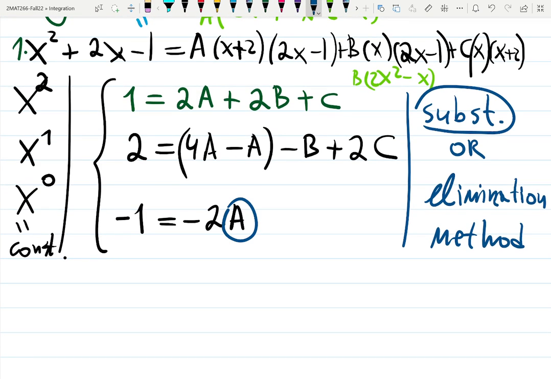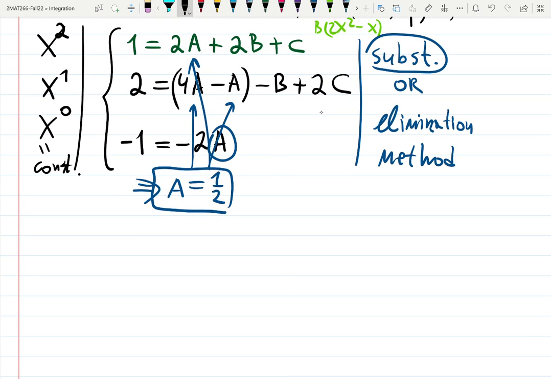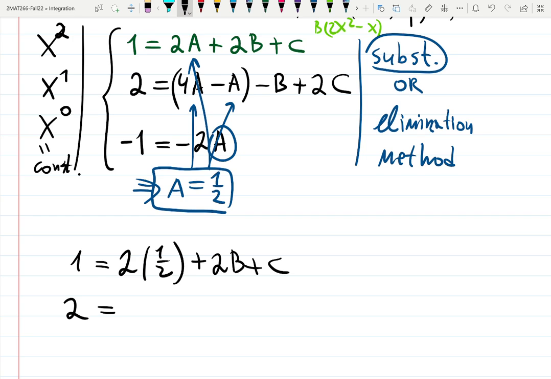You solve for a and you plug it in everywhere else. Let's solve for a. a is what? 1/2, which is exactly what we had before. And then you plug it in everywhere you see a, to reduce the number of unknowns and the number of equations. So the first equation becomes 1 equals 2 times 1/2 plus 2b plus c. The second equation becomes 2 equals, 4a minus a is 3a, so 3 times 1/2 minus b plus 2c.